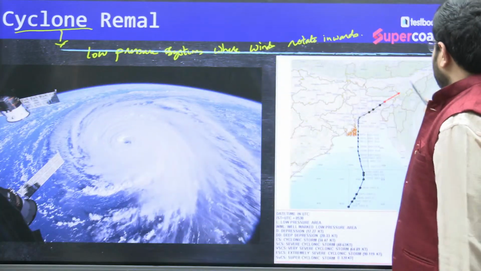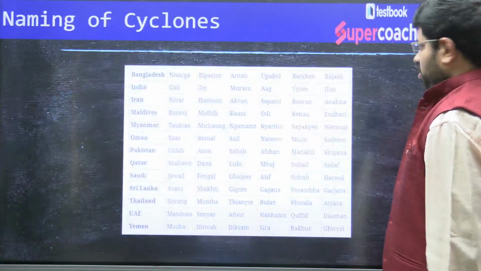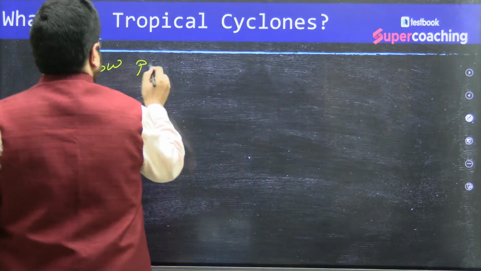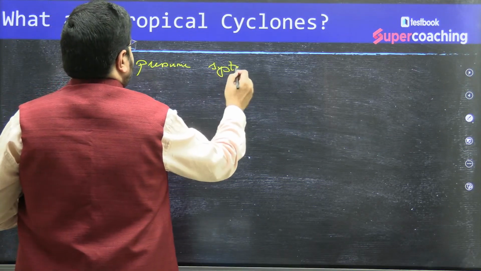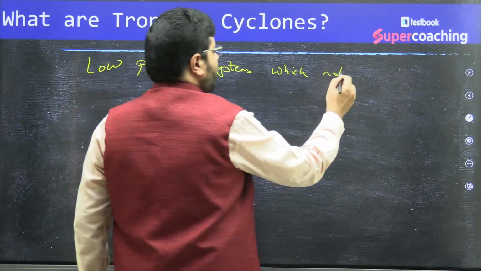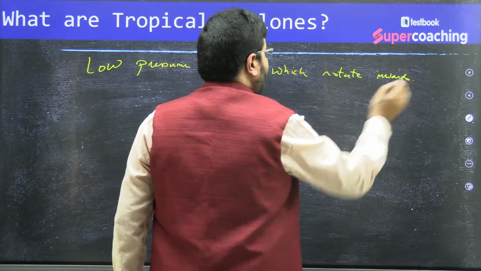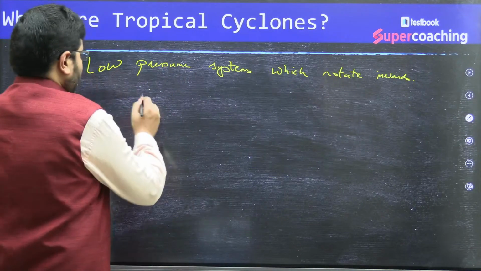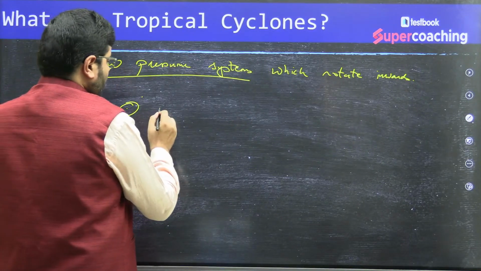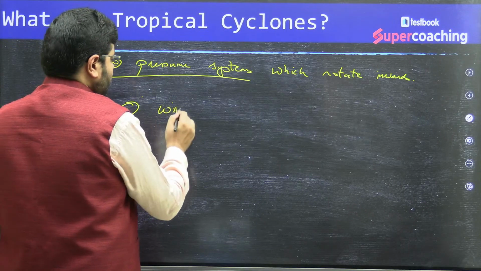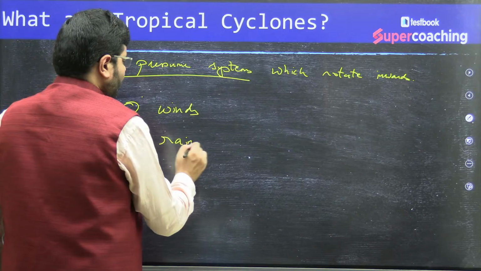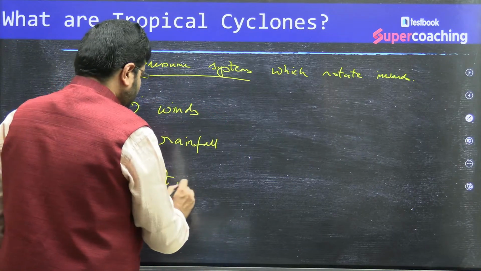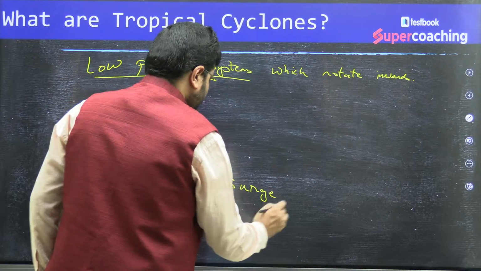So as I told you, these are low pressure systems which rotate inwards, right? So tropical cyclones are low pressure systems which rotate inwards, and the moment when I say cyclone, what are the things which you all associate? Definitely you will associate the low pressure systems. You will associate a good amount of winds, significant rainfall, associated with thunderstorms. You will also associate something called as storm surge.